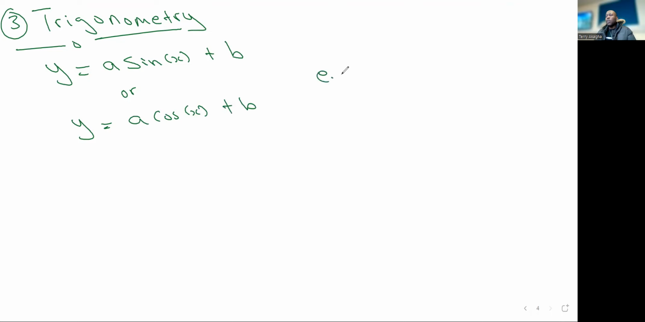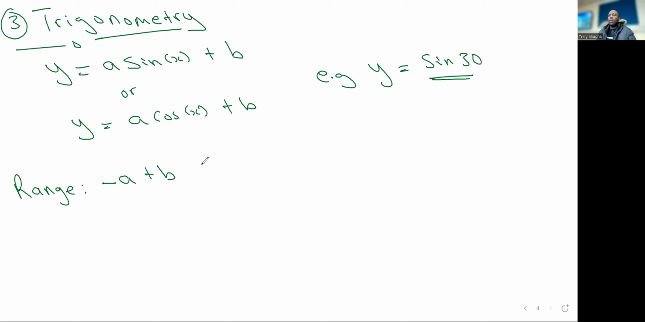For example, if you have y equals sine 30, here the a is 1 and the b is 0. If you're told to find the range, the range for this is always minus a plus b, less than or equal to y, less than or equal to a plus b.